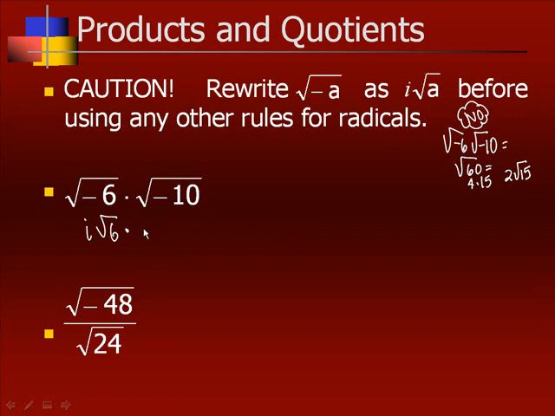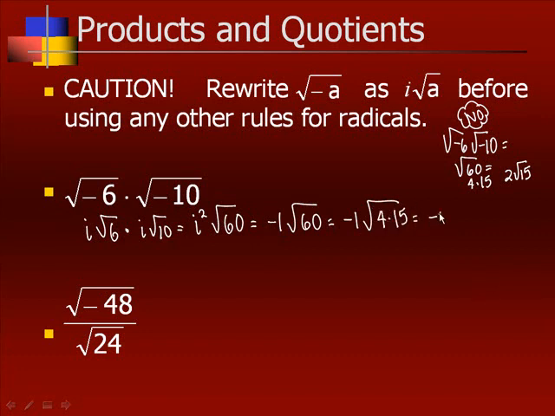We're going to simplify the square root of negative 10 as i square root of 10. So what we get is i times i, which is i squared. 6 times 10 is 60. What is this i squared? Well, remember we said i squared is negative 1. So now the negative is on the outside, and now we can simplify 4 times 15. So we get negative 2 times the square root of 15. This is our correct answer. So be careful. Anytime you're doing product rules or quotient rules, you need to simplify your i's before applying any rules.